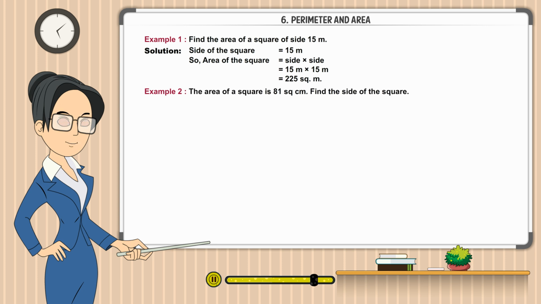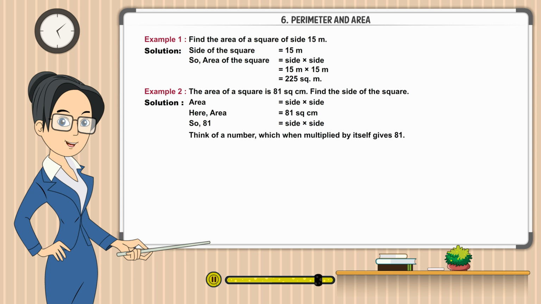Example 2. The area of a square is 81 square centimeter. Find the side of the square. Solution. Area is equal to side into side. Here area is equal to 81 square centimeter. So, 81 is equal to side into side. Think of a number which when multiplied by itself gives 81. Clearly, 9 into 9 is equal to 81. Therefore, side of the square is equal to 9 centimeter.